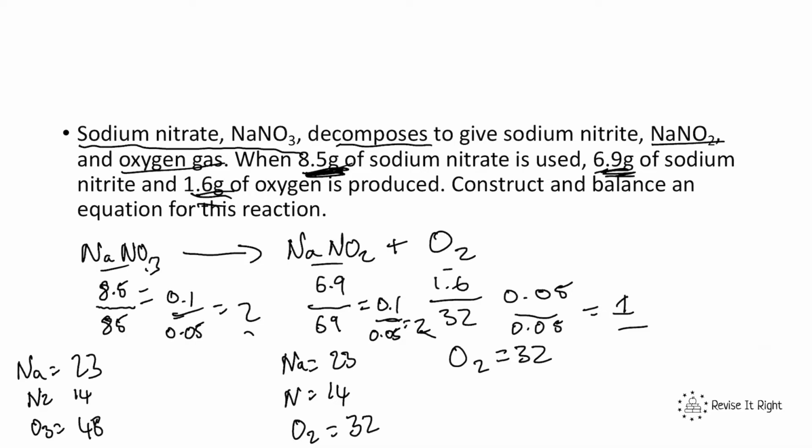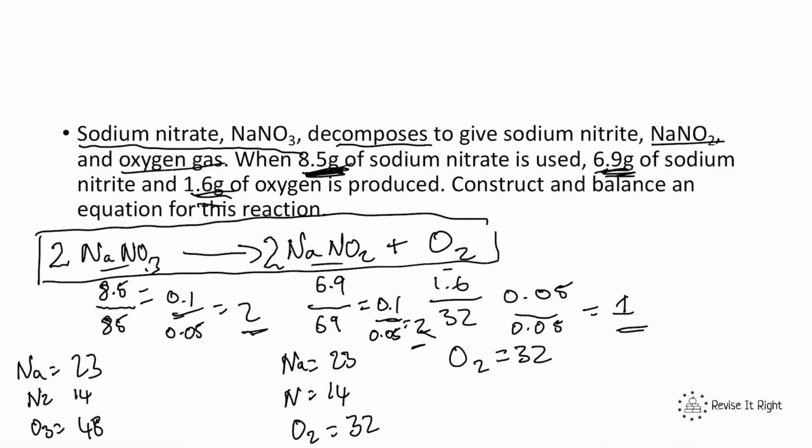So we can now put that into our equation. So 2 moles here, so we're going to put that there. 2 moles here, so we're going to put that there. And only 1 mole of O2 here, and we know if it's a 1, we don't put it. And that now is a balanced equation. If you were to add up all of that, that would be a balanced equation, and that is your answer to this question.